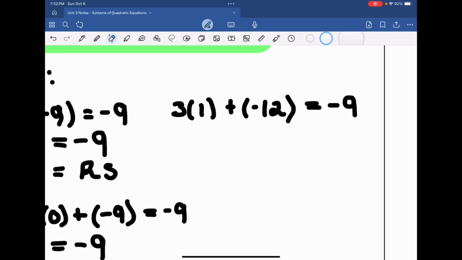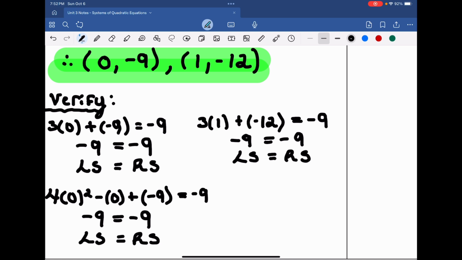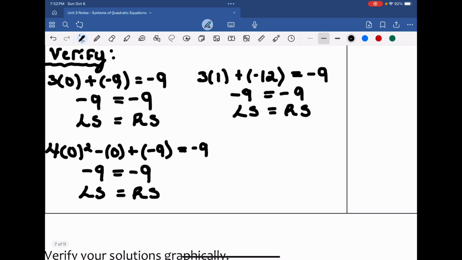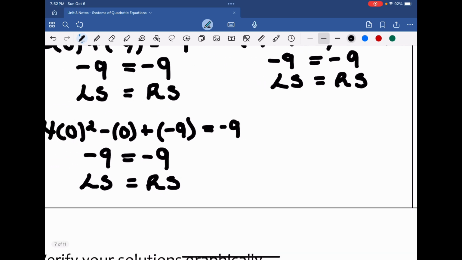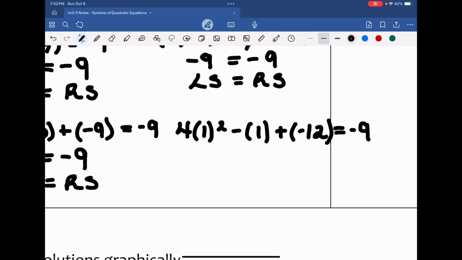All right, now we have 3 times 1, which is equal to 3, minus 12, that's -9, equals -9. Therefore, the left-hand side equals the right-hand side, or LS equals RS. So again, if you ever see that LS equals RS, it means we're comparing the two sides of the equation from the original equations. Now let's plug in that second solution to the other equation. This is going to be 4 times our 1 squared, and then minus the x value, which was 1. We're going to add our y value, which was -12, and then supposedly this is equal to -9.